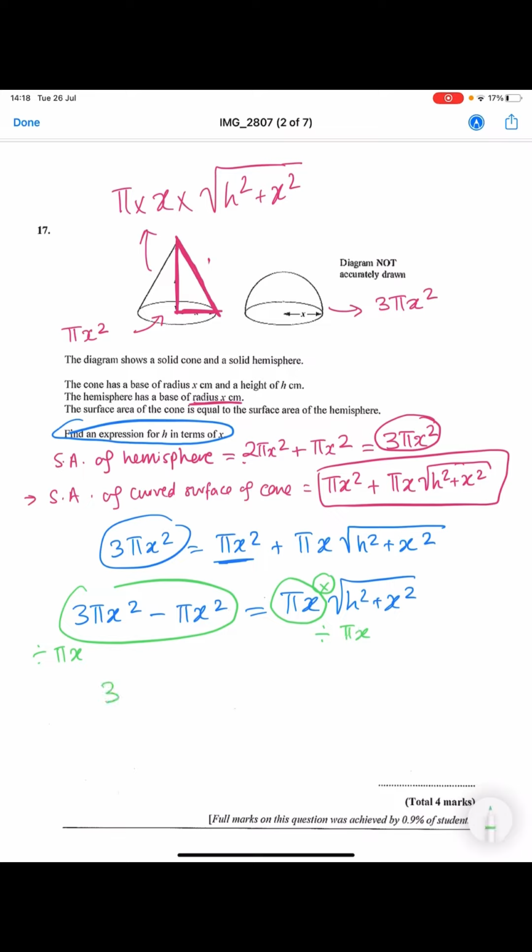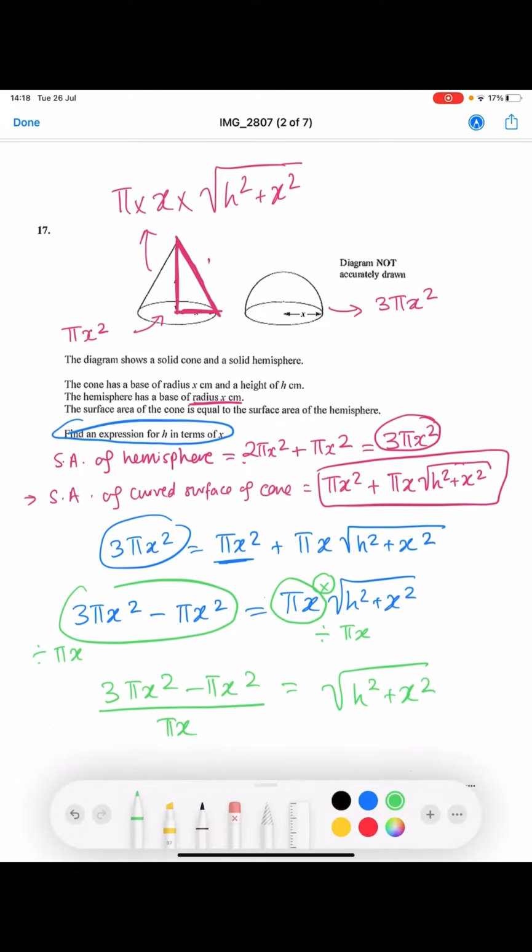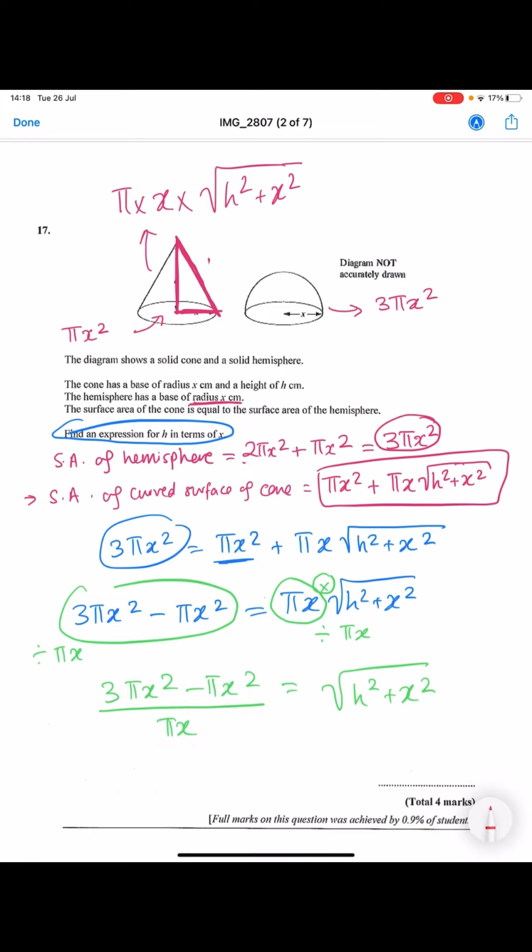3 pi x squared minus pi x squared, and then divide that by pi x, equals square root of h squared plus x squared. Okay, now let's simplify this a bit more. So forget about this side for now. Let's look here. Let's simplify the top. I should have done this before, but we can do it now.